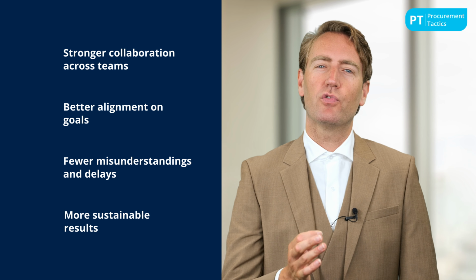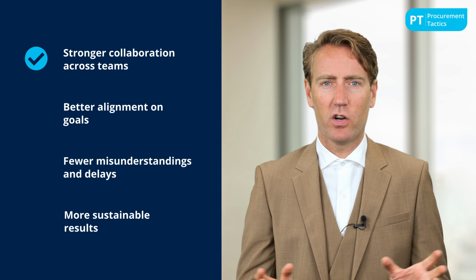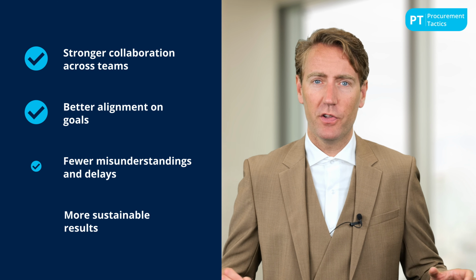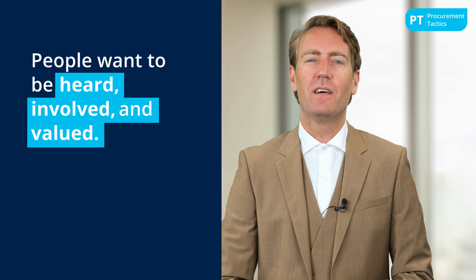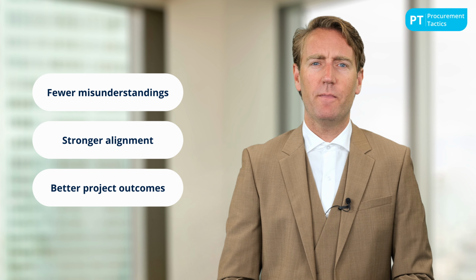When done well, the stakeholder management cycle leads to improvements across your team, but also the broader organization. Here's why each benefit is crucial and how the cycle helps to achieve it. Stronger collaboration between teams, better alignment on goals, fewer misunderstandings and delays, and more sustainable results. When you begin using this cycle in your daily work, you'll likely see changes in how stakeholders respond to your procurement initiatives. People want to be heard, involved, and valued. When stakeholders feel their input is acknowledged and reflected in decisions, they become more engaged and cooperative. This leads to fewer misunderstandings, stronger alignment, and better project outcomes. Over time, the more consistently you apply this framework, the easier it becomes to build trust and form long-term internal partnerships that support strategic procurement goals.